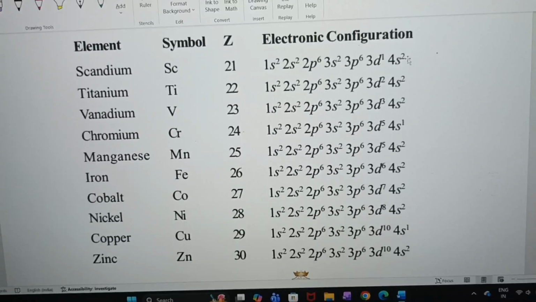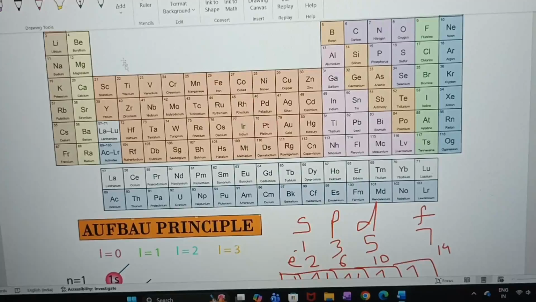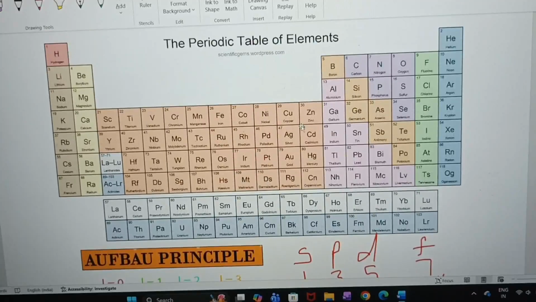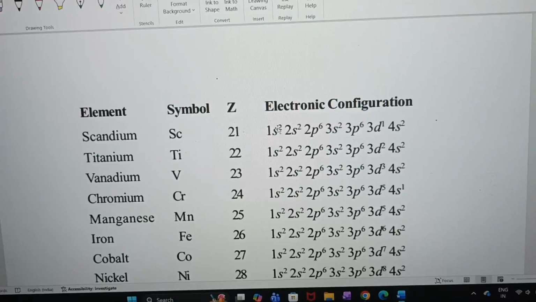And then if you see, there is a proper pattern over here. And no need to write this completely every single time, because instead of this, one simple thing we can do is just put the noble gas just before that series. Like this is 3D series. So what noble gas is coming before this? Argon. So you can directly put argon in the bracket, because this is nothing but the electronic configuration of argon only. It will give up to 18 electrons.